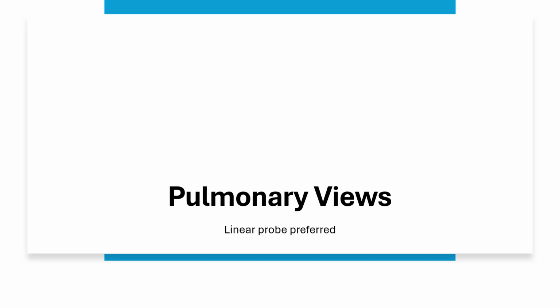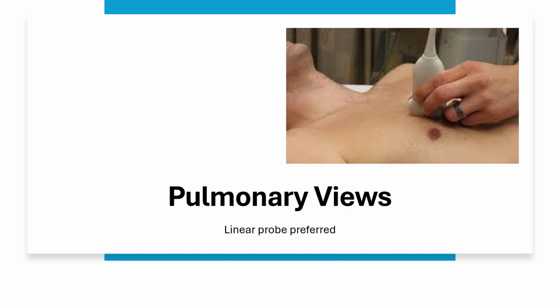So let's talk about the pulmonary views. Like I mentioned, the linear probe is preferred for this indication. You want to place the probe either in a parasternal location or middle axillary line on both left and right side.